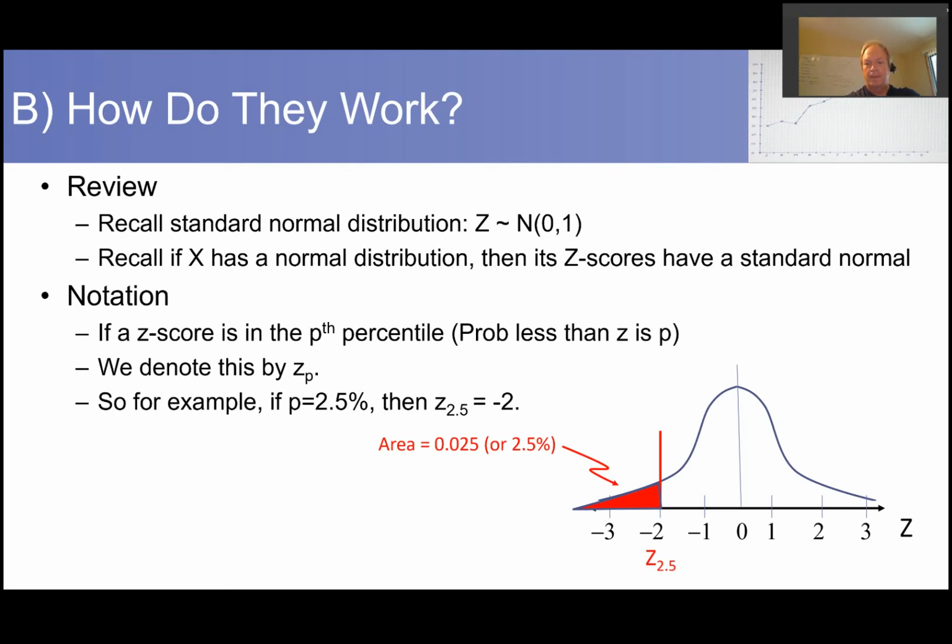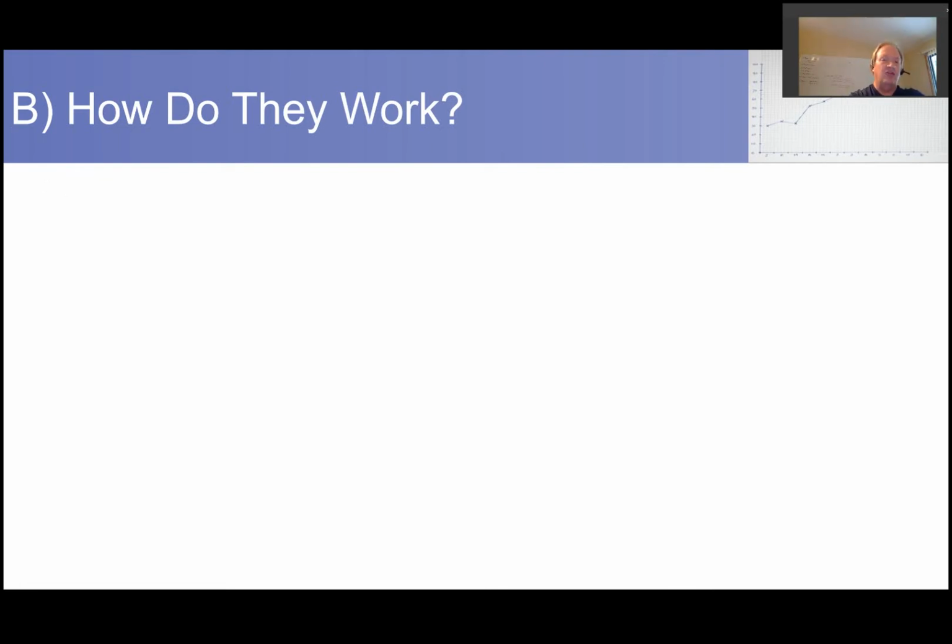Okay. Because we know there's 95% in the middle, 5% in each tail, and so there's 2.5% in each tail. All right, now that we have this notation down, we can start to get into the nuts and bolts of how these confidence intervals are constructed.